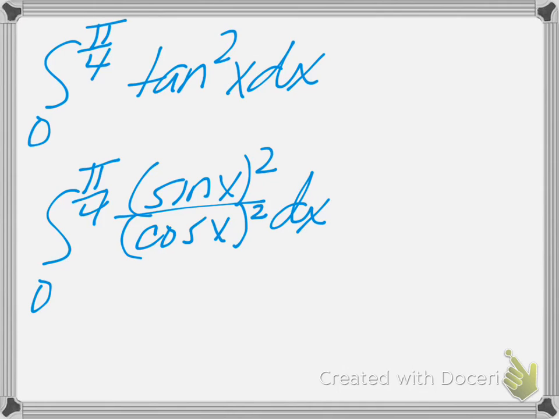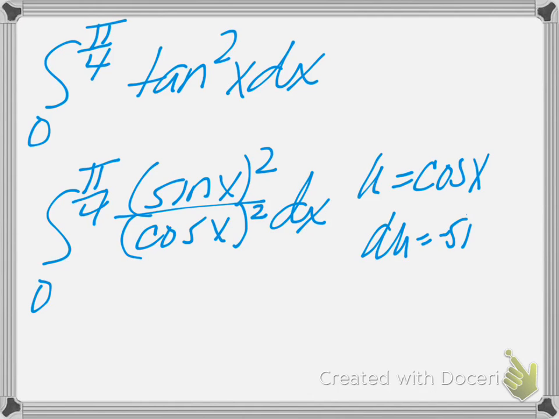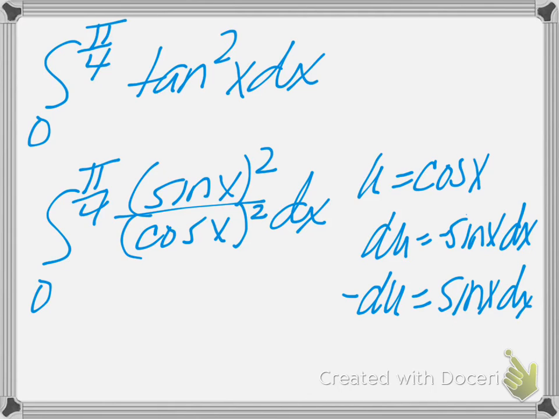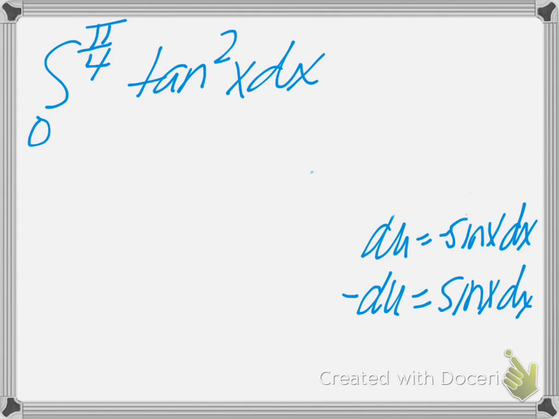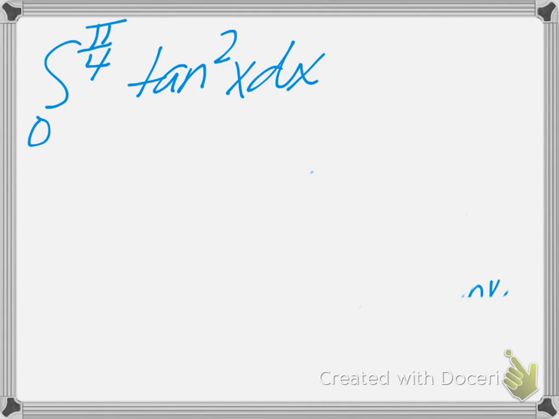Okay, so here's where you're going to get stuck, because if you do u equals cosine x, then du is going to equal negative sine x dx. Divide by negative, you get this. And the problem is that you don't have a sine x dx to substitute in for. You have a sine x squared. So this is not actually going to work for you. And this is going to require a trig identity.